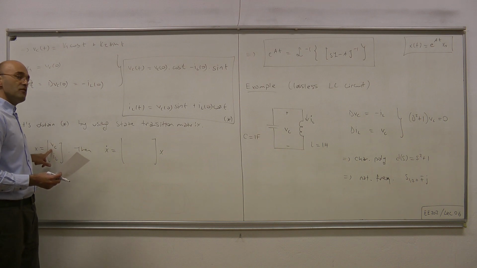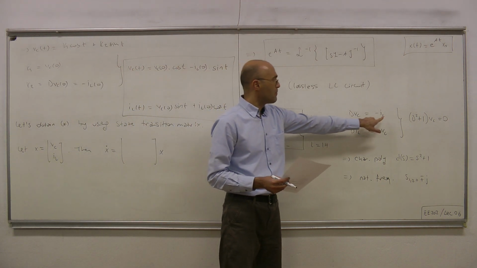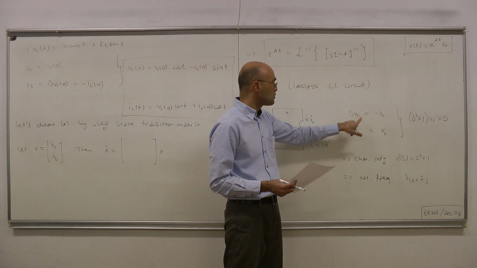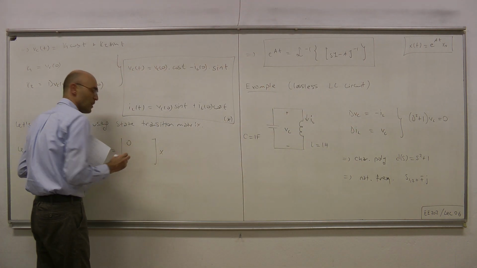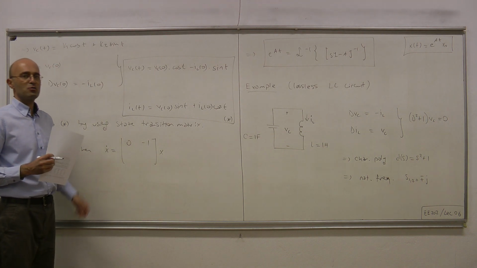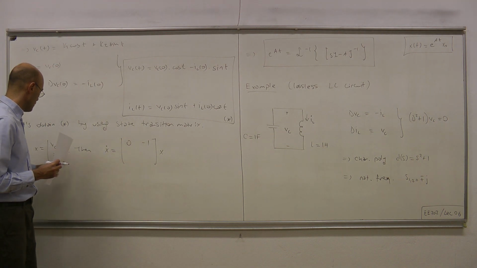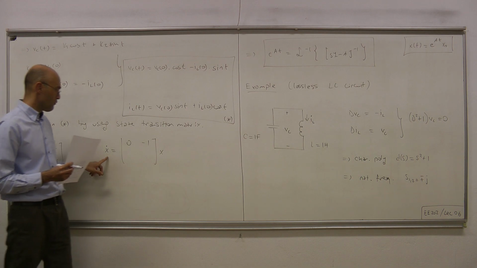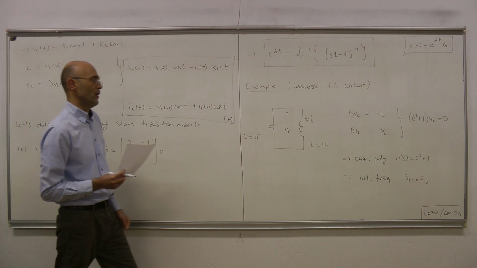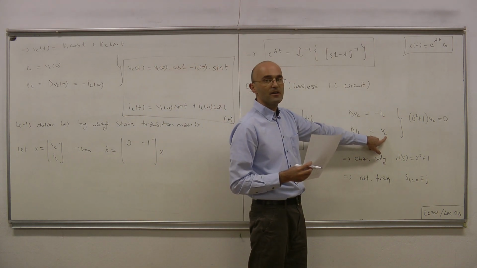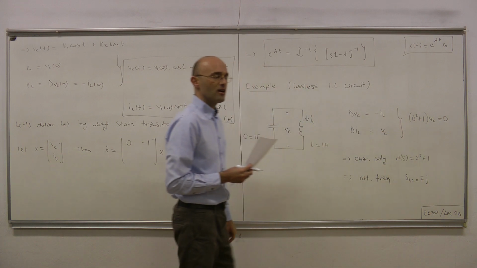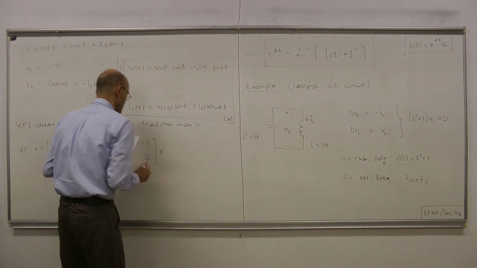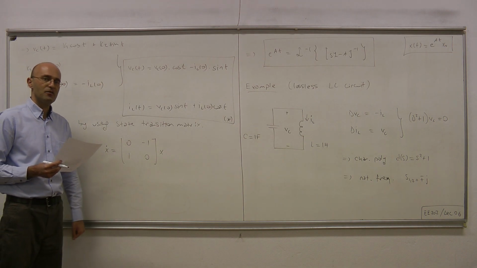First state variable is Vc. Therefore, for the first row, we look at Vc dot. Vc dot is minus IL. In other words, Vc dot equals 0 times Vc plus minus 1 times IL. How about the second row? Second state variable is IL, so for the second row, we look at the IL dot equation. IL dot equals 1 times Vc plus 0 times IL. And this is your A matrix.